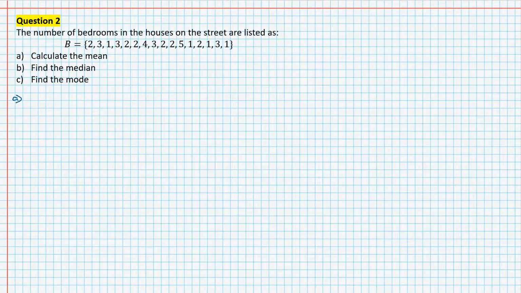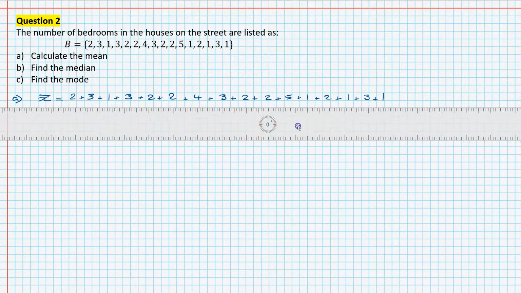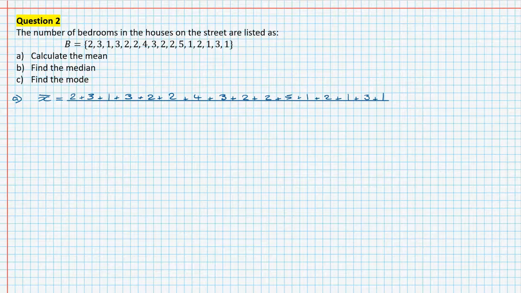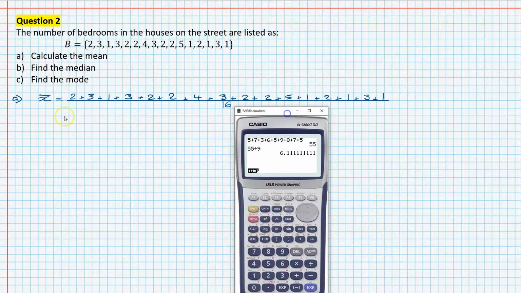So calculating the mean, we go x bar is equal to the sum of all of these divided by how many there are. So 2 plus 3. I'm going to use a ruler to make sure my work is nice and neat. Then how many are there? 16. Okay. Now I need to get the calculator and I'm going to sum all of the numbers here.